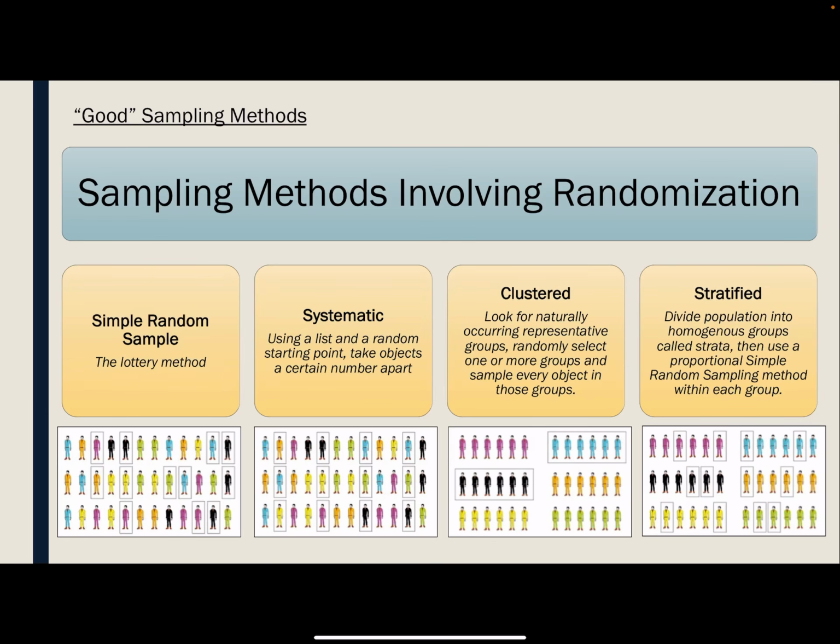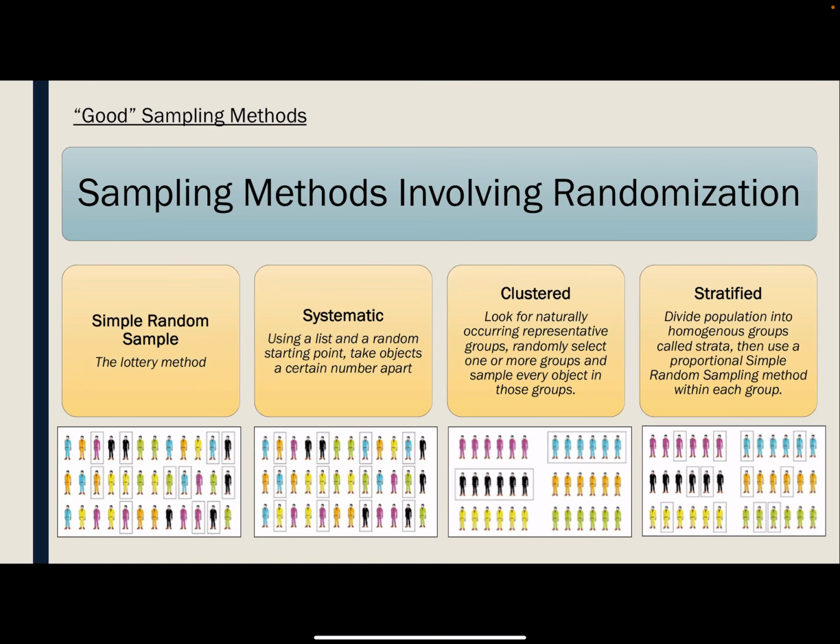Are they perfectly representative? No, but they're pretty good. And so we would randomly choose one or more elementary schools, and then we would sample every individual within those elementary schools that we randomly chose.